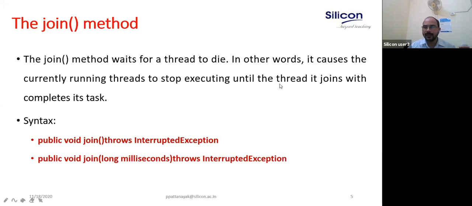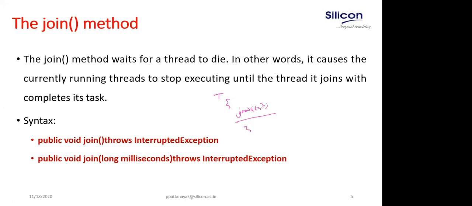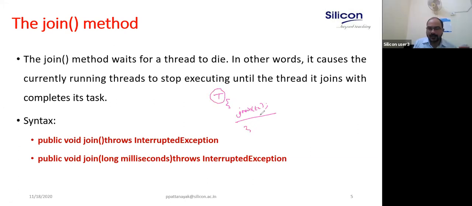For example, let me tell you. Suppose I am inside the thread T and this thread joins another thread T2. That means the T thread has to wait at this instruction. Suppose T thread has already executed 5 instructions. T thread will stop and wait for thread T2 to complete its task. Once it is completed, T can start executing the other instructions of T.